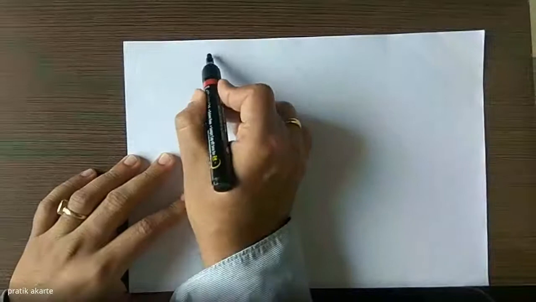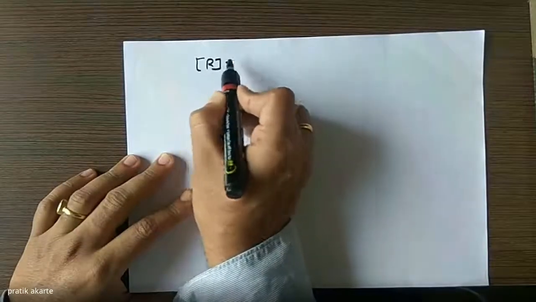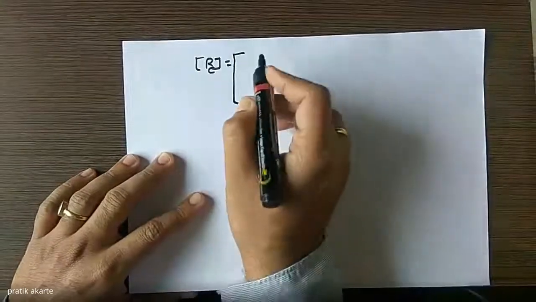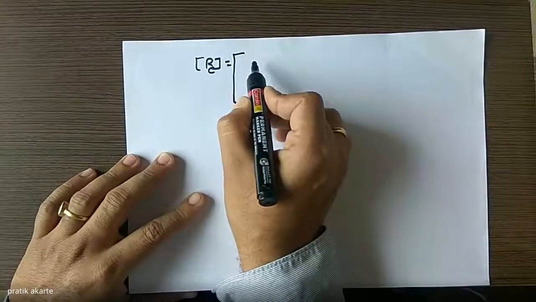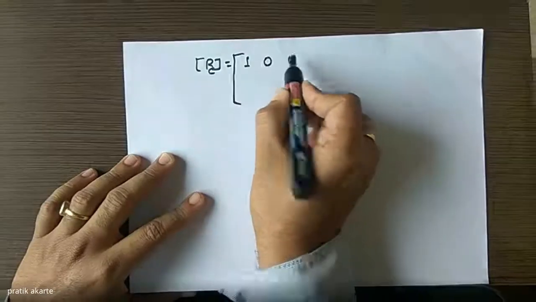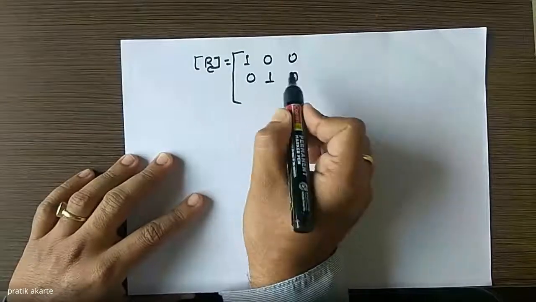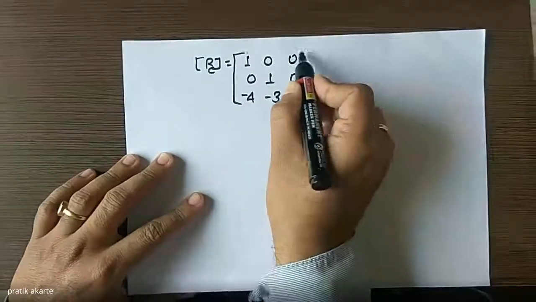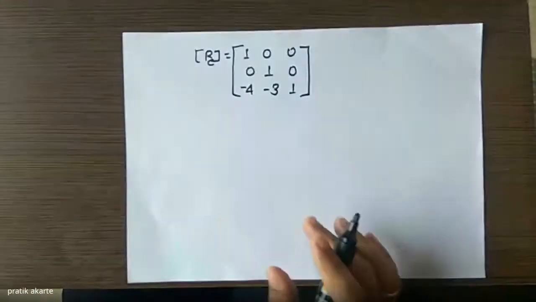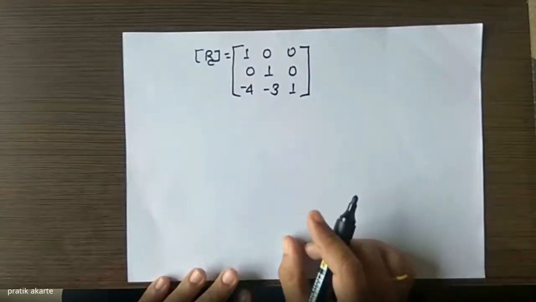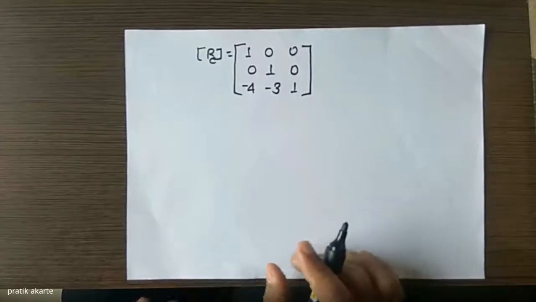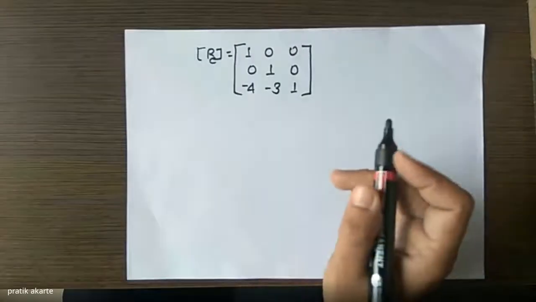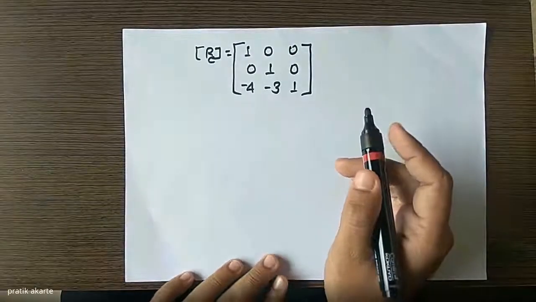For the third one, rotational or rotational concatenated, we say as 1 0 0, 0 1 0, minus 4 minus 3 1. So why this minus 4 and minus 3? Because we have been given an arbitrary point whose coordinates are 4 and 3, which we have to shift or translate to origin.